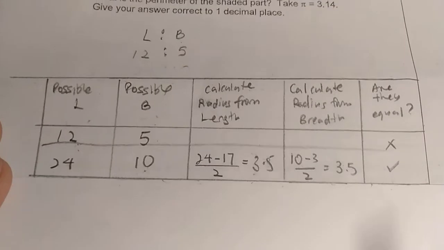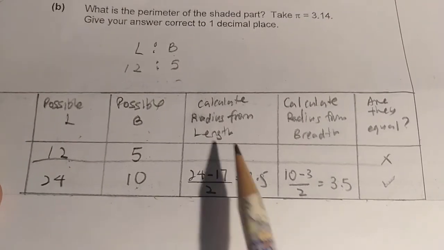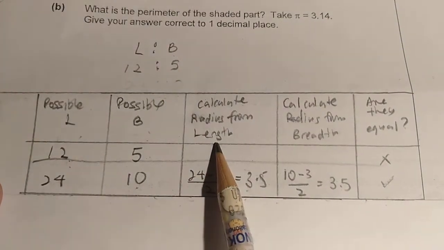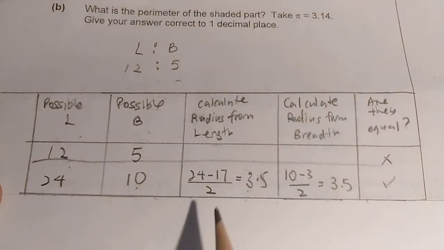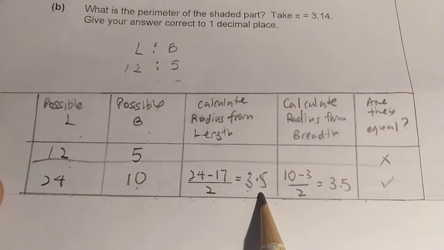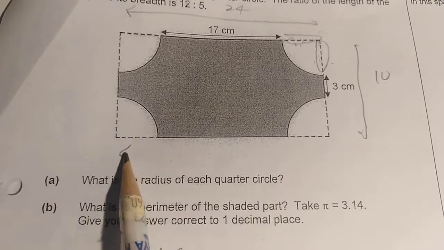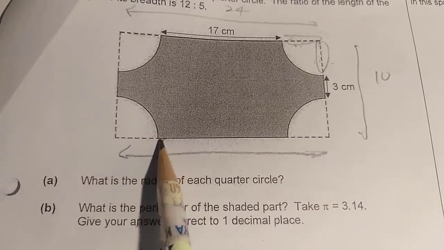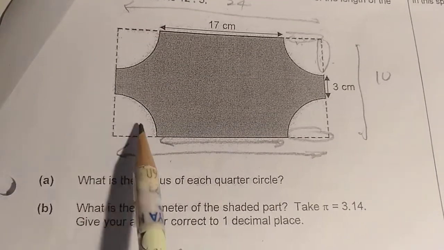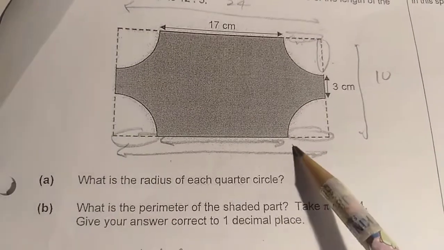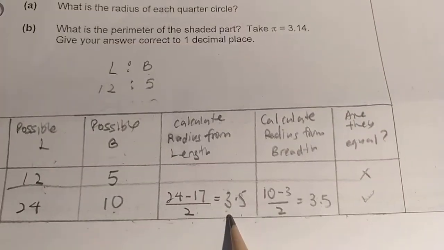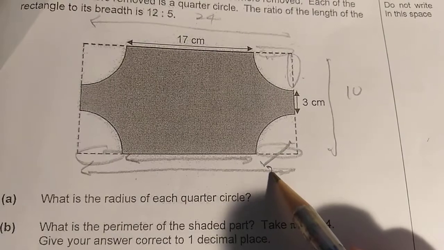And that's what I did. To find the radius from the length, what I did was I used 24 minus 17. I divide by 2, I get 3.5. I'm assuming if this is 24, I minus away 17. That leaves these 2. I divide by 2, I get one of them. I get 3.5. So here is 3.5.